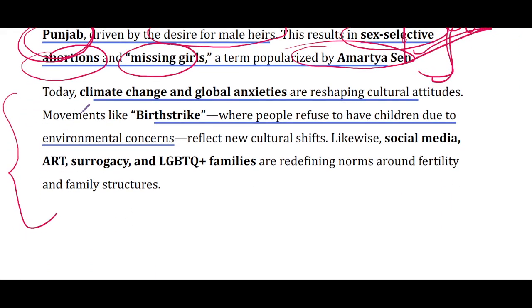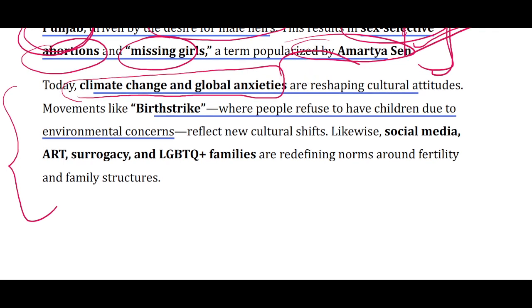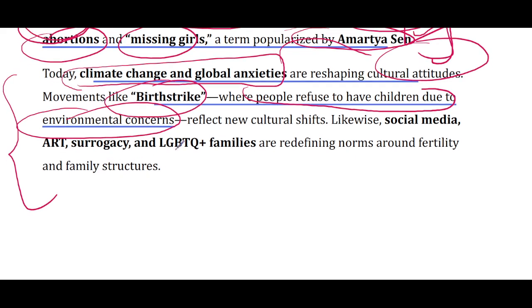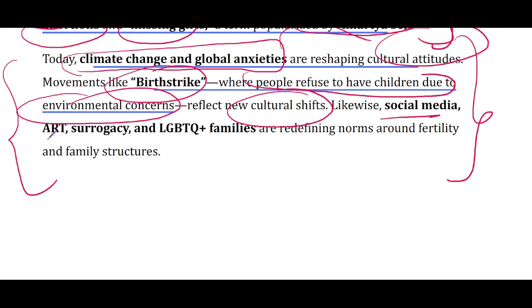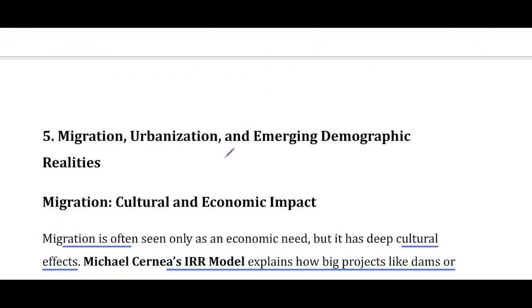Next, the issue of climate and global anxiety is also shaping cultural attitudes. Movements like birth strike, where people refuse to have children due to environmental issues, are a new cultural shift in terms of population pattern. And likewise social media, art, surrogacy and LGBTQ families are also redefining norms around fertility and family structure.